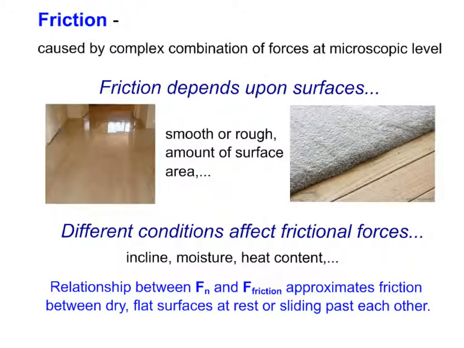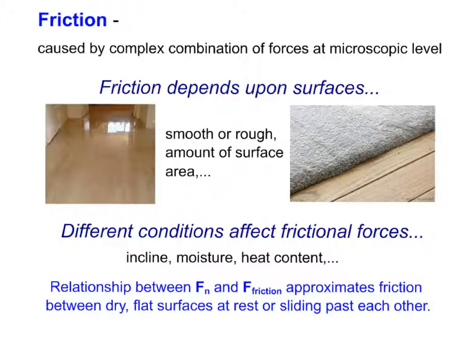So when we think about friction, we know that it is a very complex combination of different forces at a microscopic level. Friction depends on so many different factors. It depends on the surface itself. Is the surface a rough surface, a smooth surface? How much surface area is there? Different conditions will affect the frictional forces. Are we on an incline? Is there moisture involved? Snow, rain, different things like that. Mud, is it slippery? What's the heat content? How warm are the surfaces?